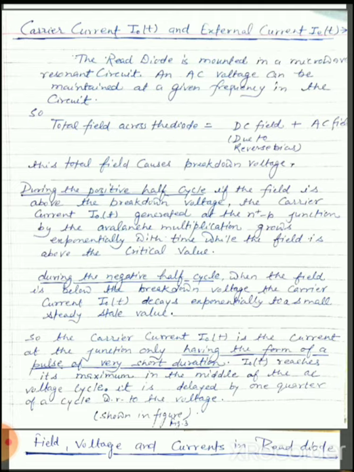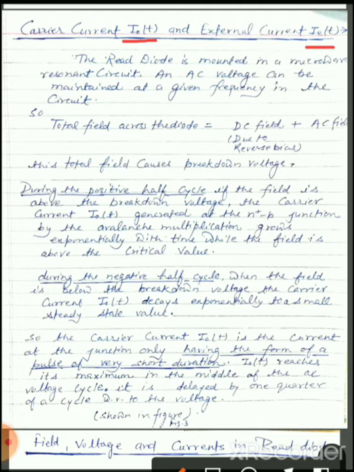There are two currents in the Read diode. One is the carrier current and the second is the external current. The carrier current is represented by I0(t) and the external current is represented by I_E(t). Both are functions of time t.